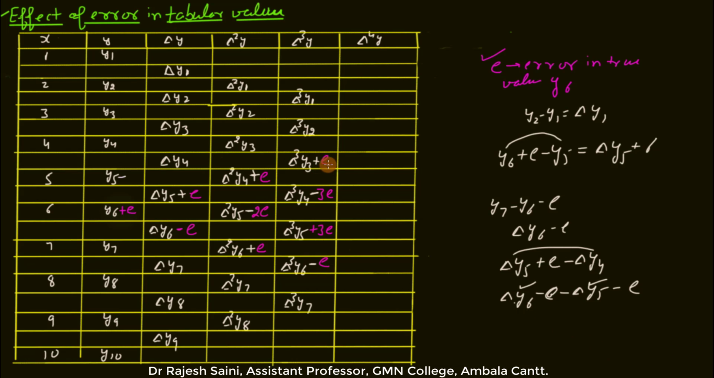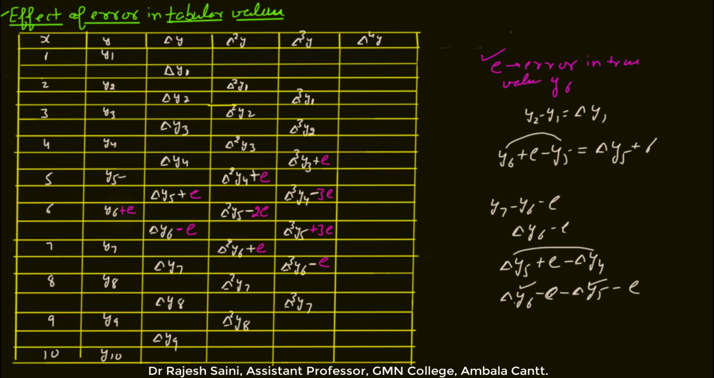Now can you see over here, the error in the third order forward difference column is there, and that is there in 4 terms. In the second order column it was in 3 terms. In the first order it was in 2 terms. So it is propagating. So now let us see what will be the case in the fourth order forward difference column.